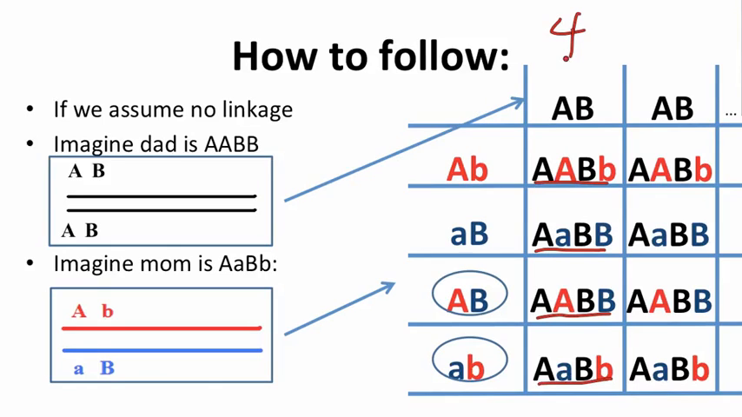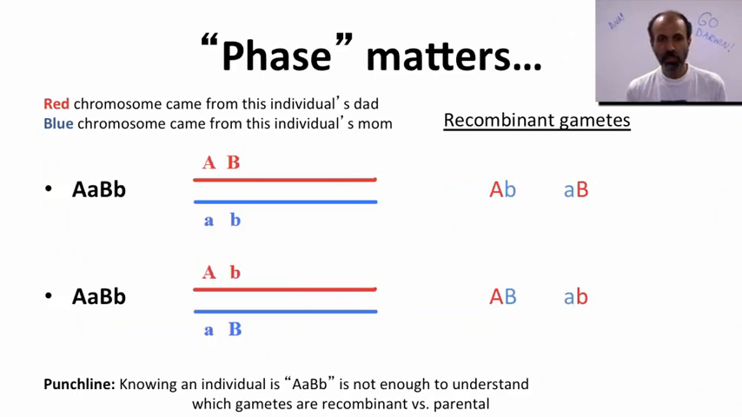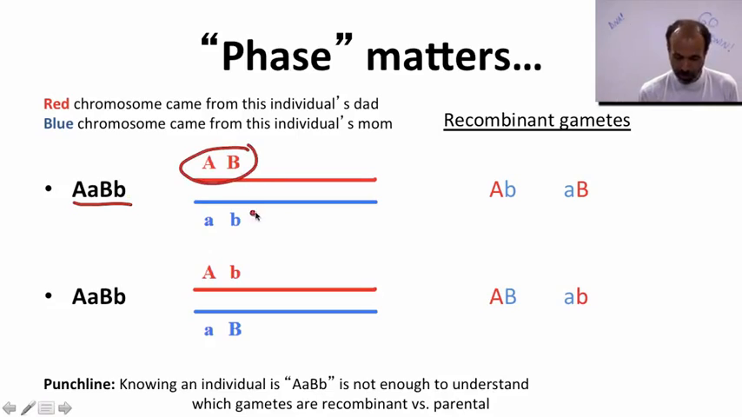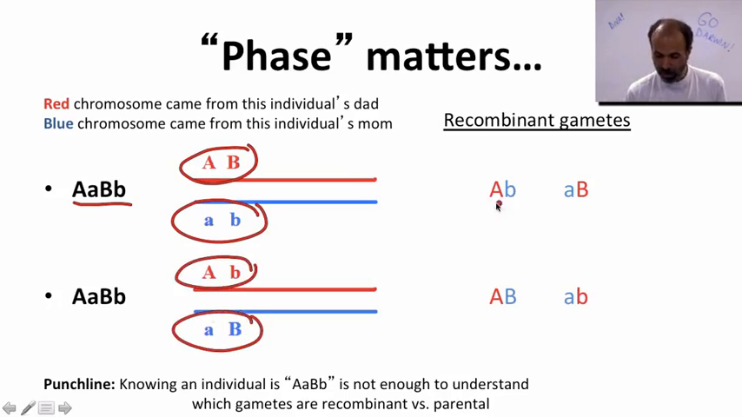Now, one thing I hope you noticed in looking at this is that phase was important, that basically which allele is next to the other one. In this case, let's say, for example, you were to say an individual is big A, big B, little b. You don't actually know the phase. You don't know what combination of alleles he got from the sperm that made him as opposed to from the egg that made him. In this top example, the egg that made him was big A, big B, and the sperm that made him was little a, little b. So that's one possibility. The other possibility is the egg that made him was big A, little b, and the sperm that made him was little a, big B. In each of these cases, you get different sorts of recombinant gametes.